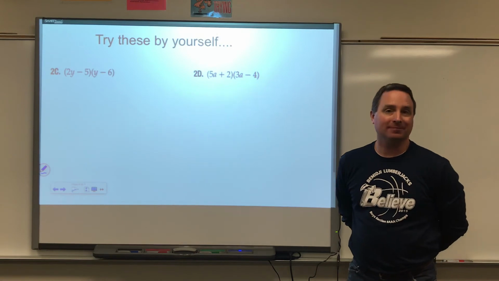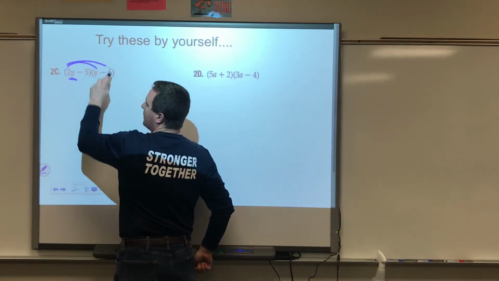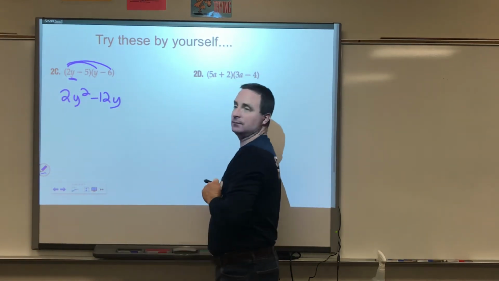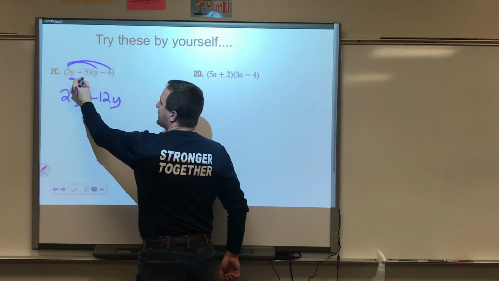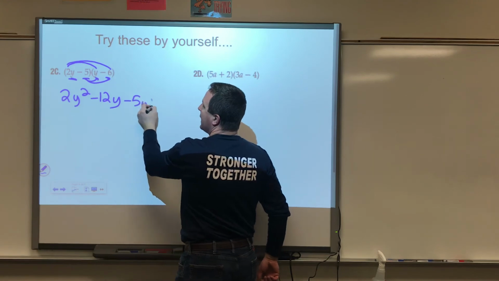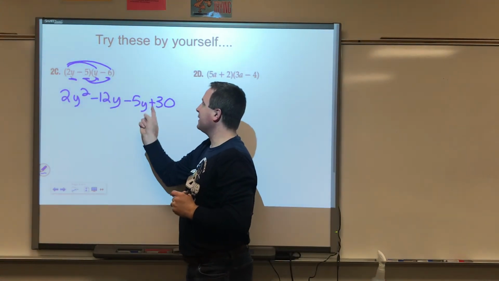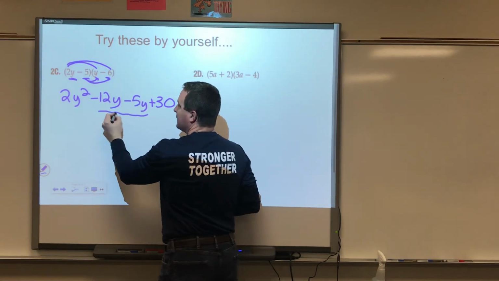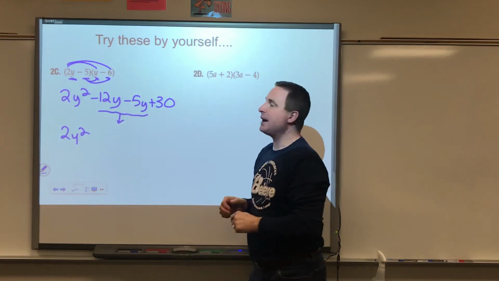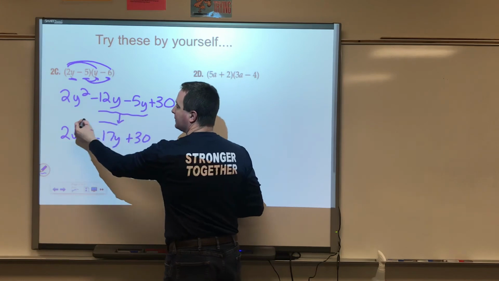Okay, welcome back. Let's give this a shot. If I FOIL, I take my first term and I distribute it through. 2y squared minus 12y. Then I take my second term and I distribute it through. Okay, I get minus 5y and plus 30. Okay, remember a negative and a negative is a positive 30. If I simplify my middle terms, negative 12 minus 5 more is negative 17y plus 30.